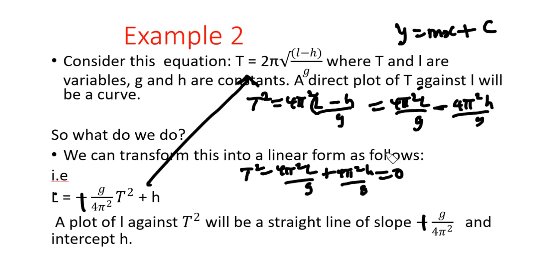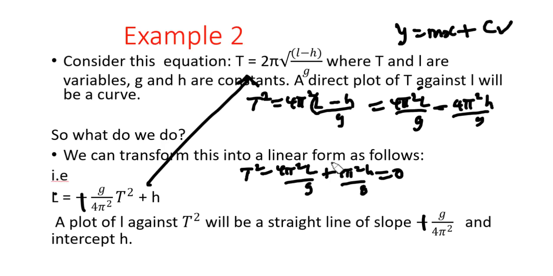The question should read, plot a suitable graph that will enable you evaluate G. So plotting T² against L won't be possible because, of course, we are still having G here. So in the intercept, we want to make it look like this. So that's why we are plotting L against T².